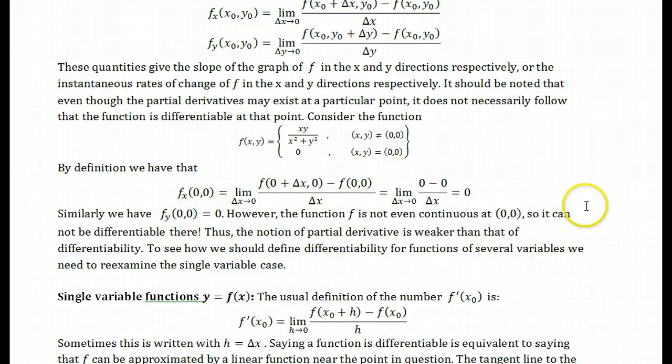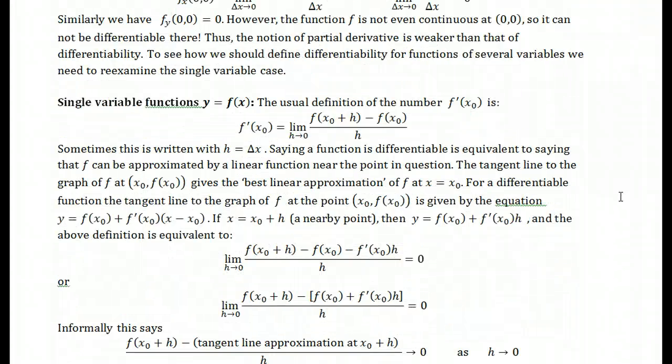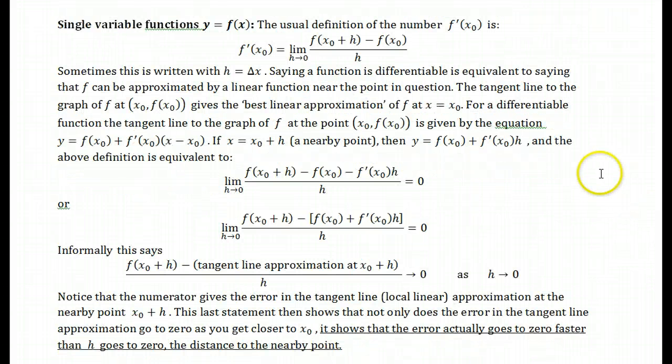But this function is not continuous because the limit doesn't exist there, so it cannot be differentiable there, no matter what that means. Okay, so we're going to get to that definition of differentiability by going back and looking at the single variable case a little bit more closely.